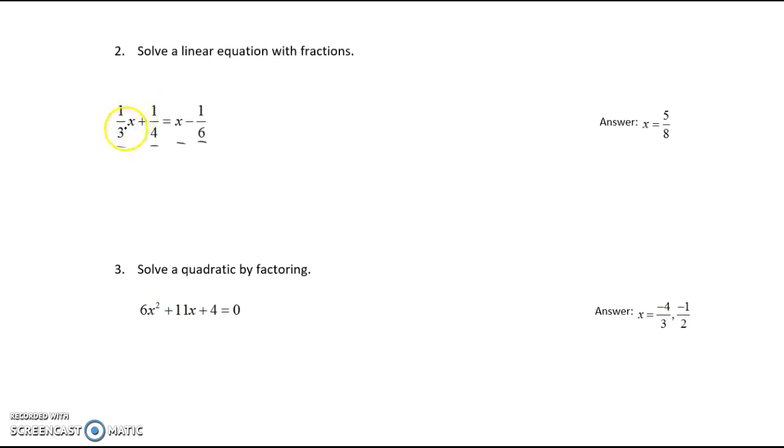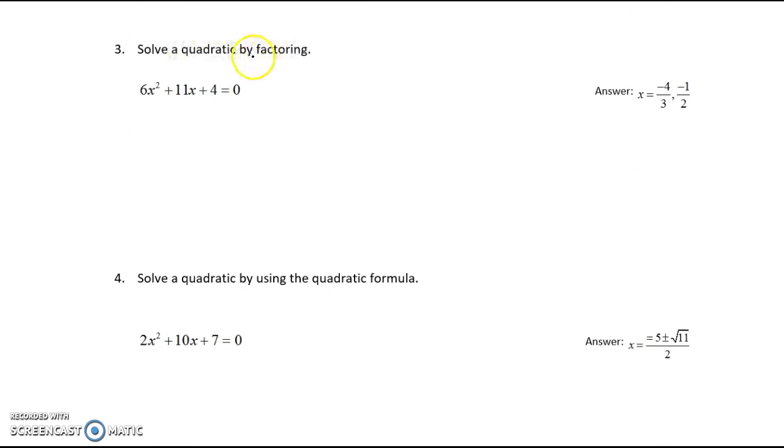Number 2, in this problem there are 4 different terms. 3 of them are fractions, and if we got a common denominator between those 3, it would be 12. Multiply all these terms by 12, that would get rid of all denominators, and then you could work with just a linear equation without any more fractions.